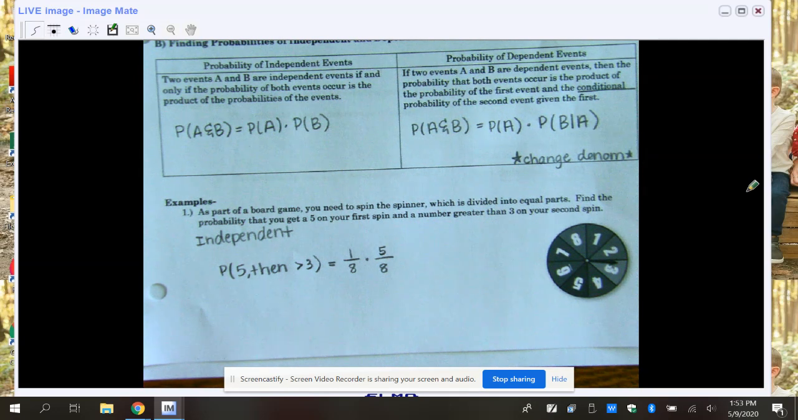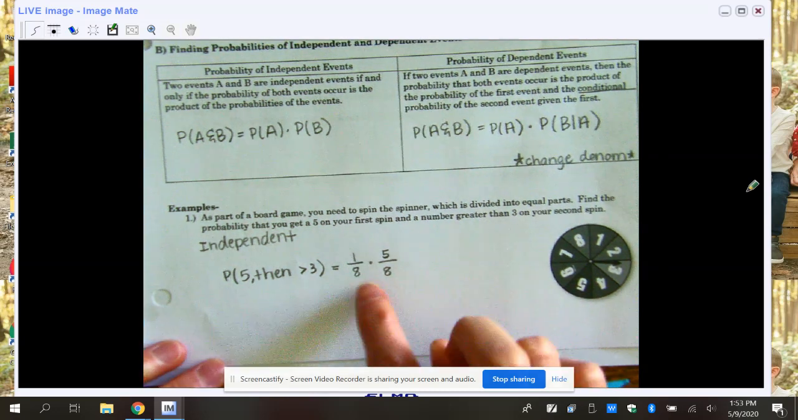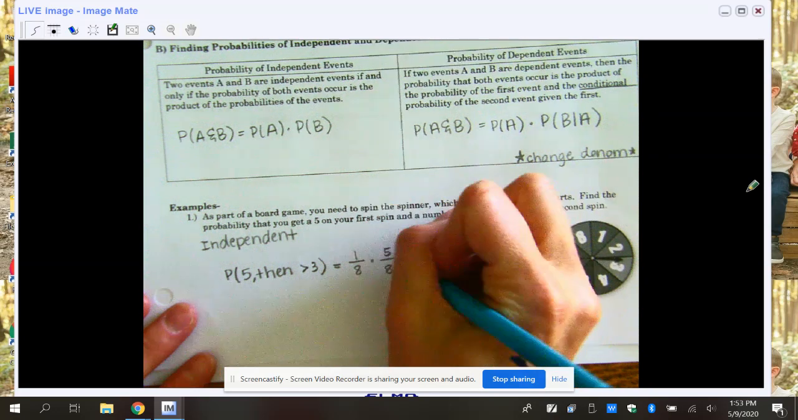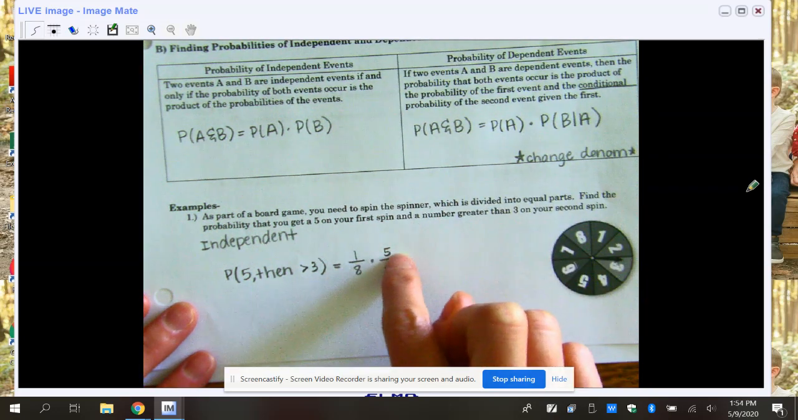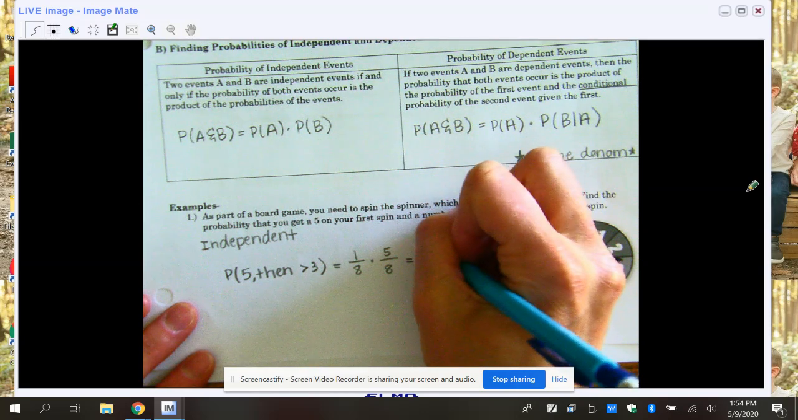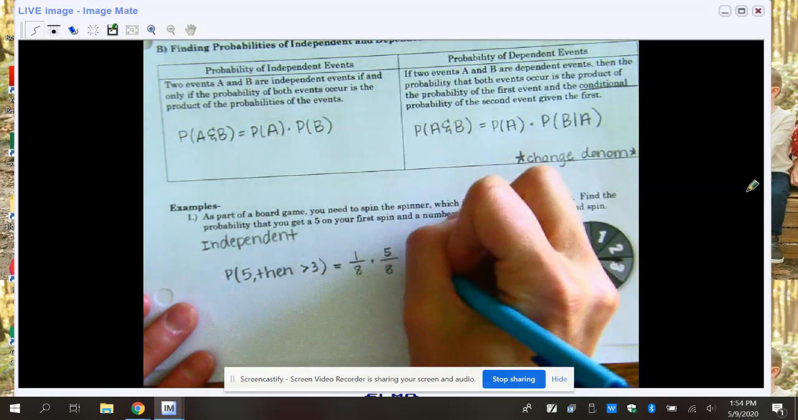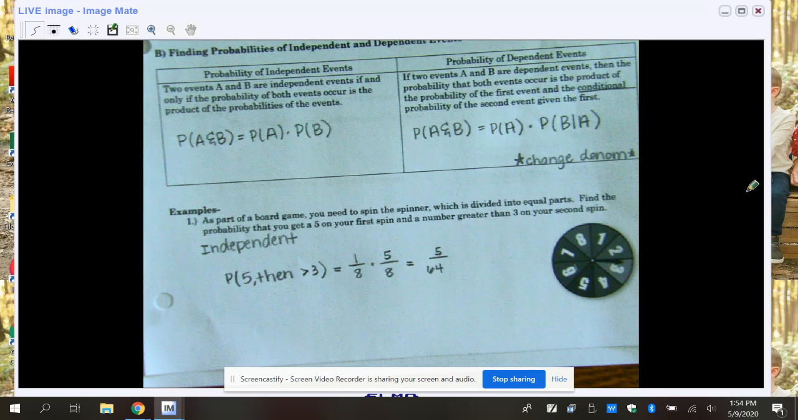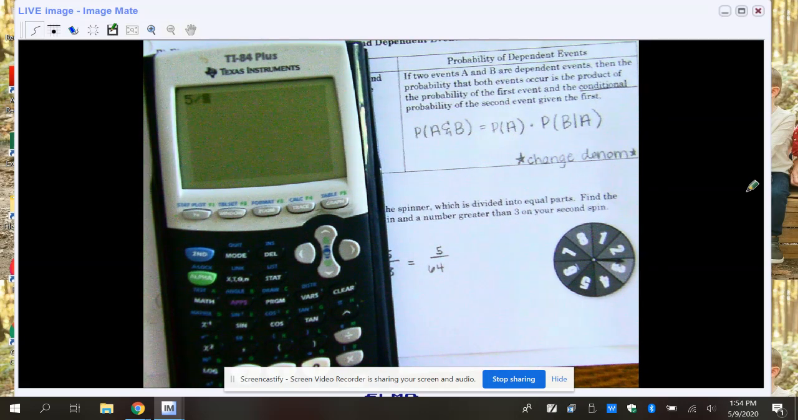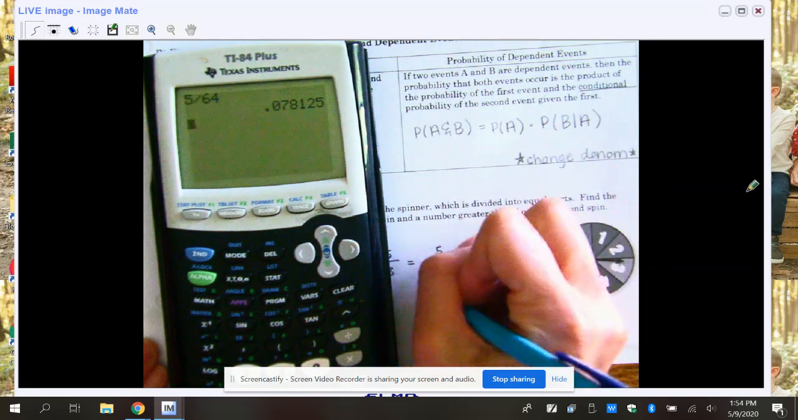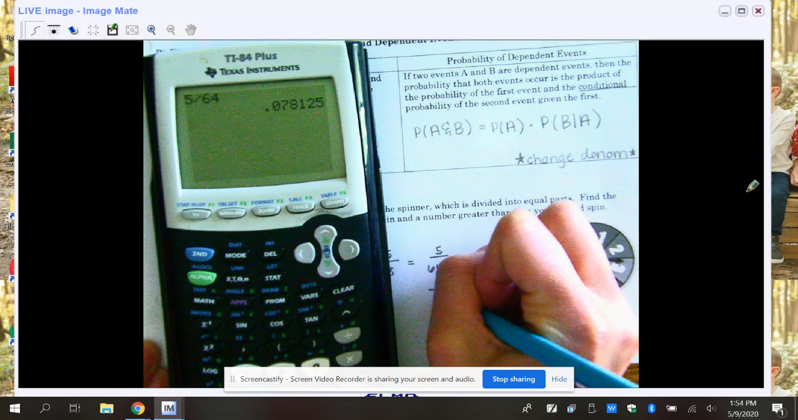Okay. So my final probability is going to be the product of these two fractions. So remember, when you multiply fractions together, you multiply straight across the numerator and straight across the denominator. So 5 out of 64 would be my final probability. So you can either leave that as a fraction, or the percent would be about 7.8%.